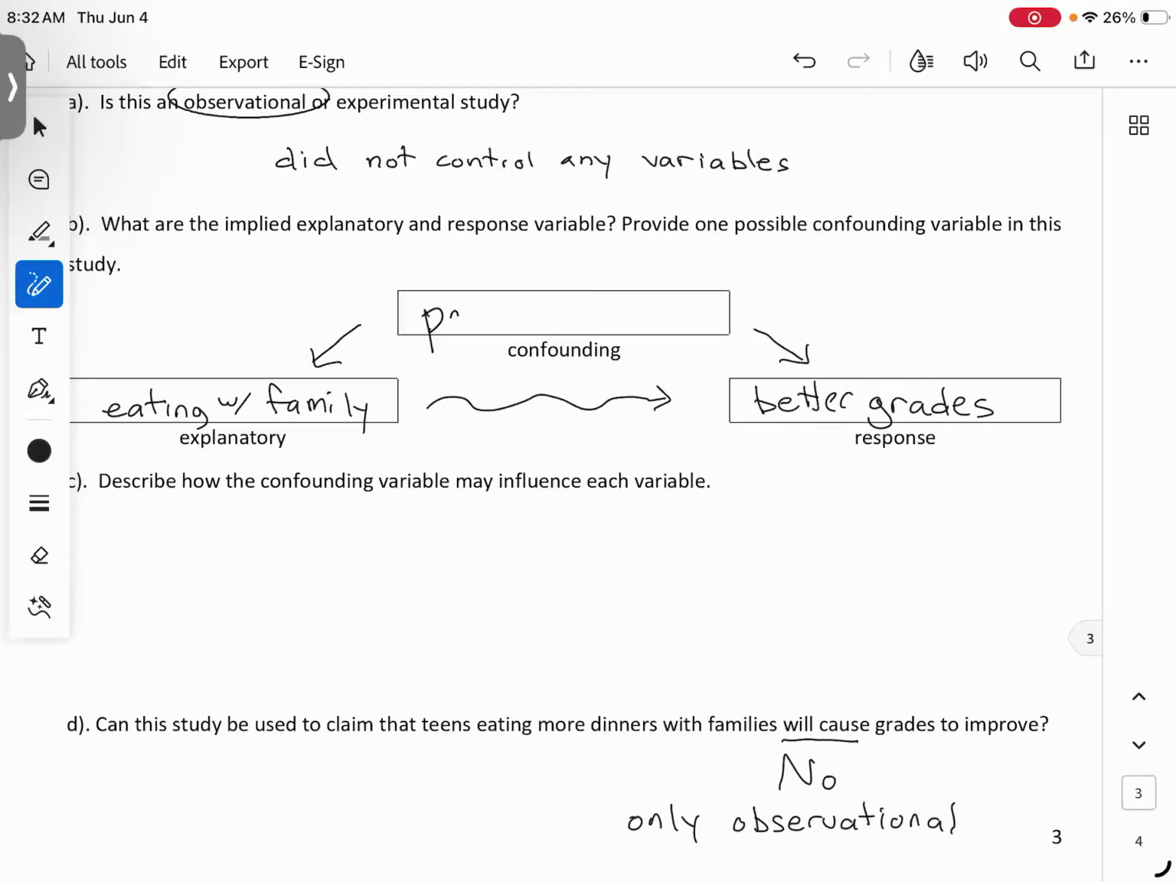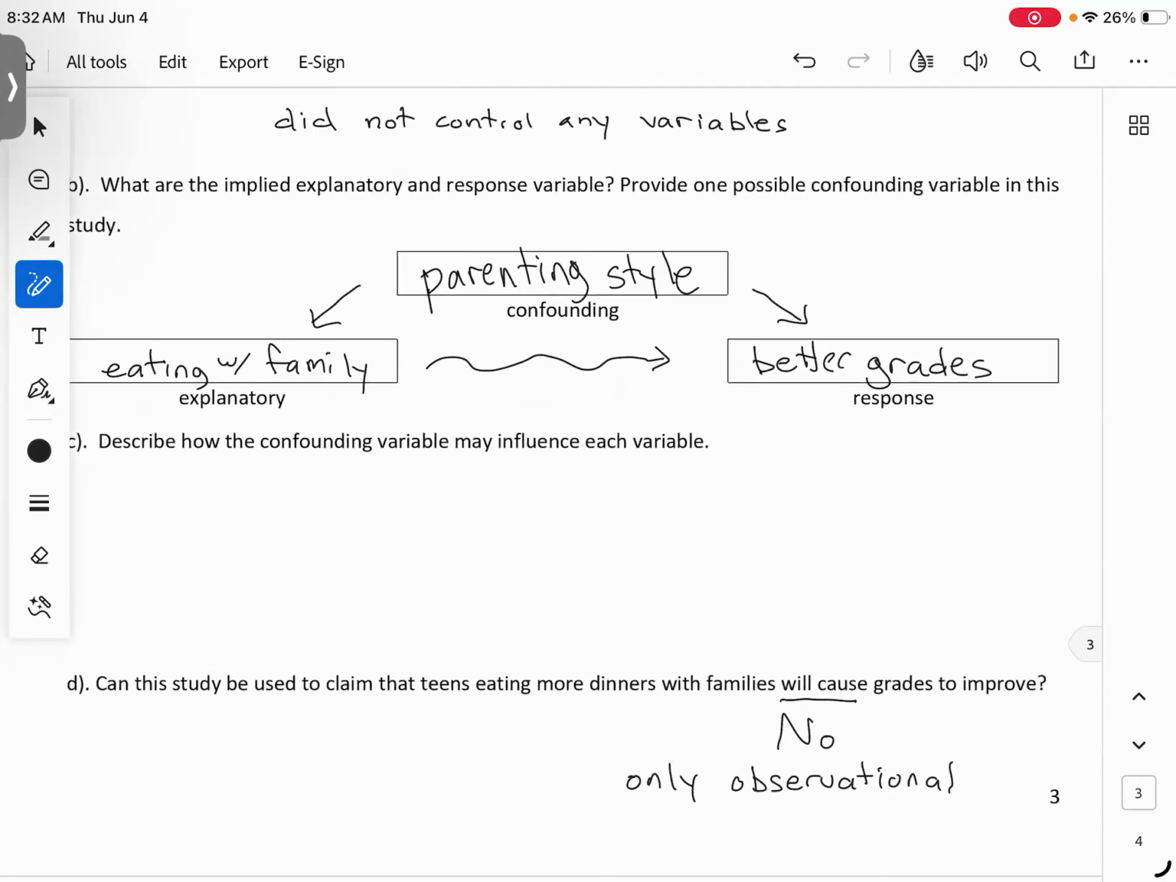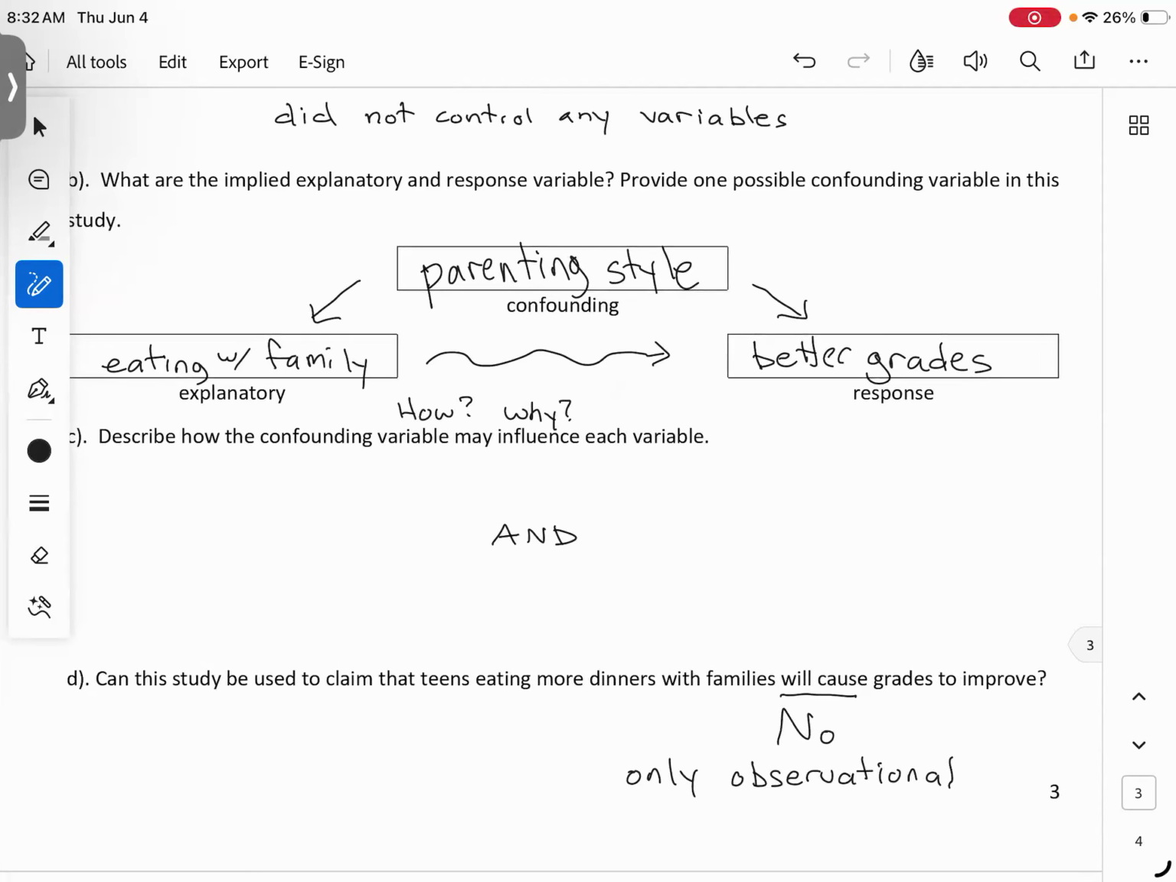And one that I want to at least give you is one I had thought about. And again, if you've got something different, that is okay. It just needs to be something that wasn't already mentioned in the study. You've got to think outside the box and be like, oh, okay, maybe the parenting style. And now we need to do our two separate reasons, right? Why would parenting style matter and contribute to eating more with the family?